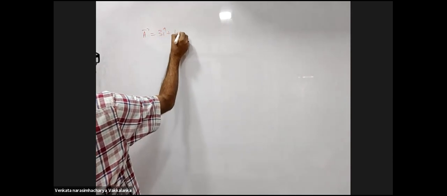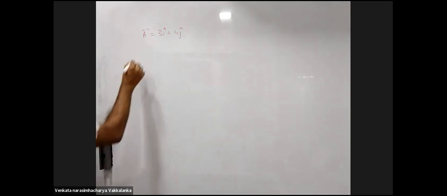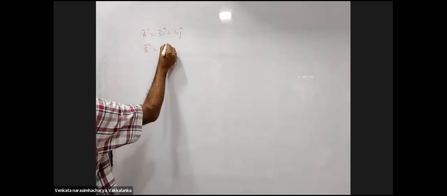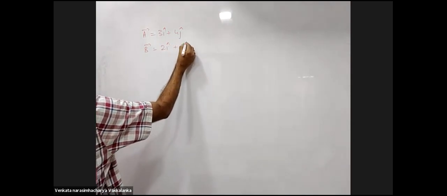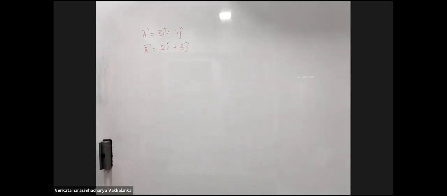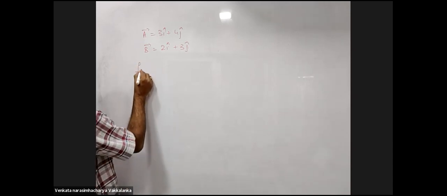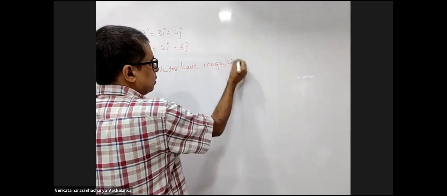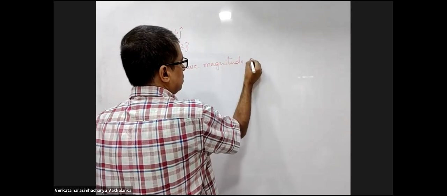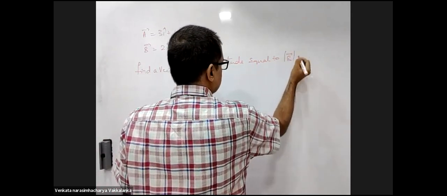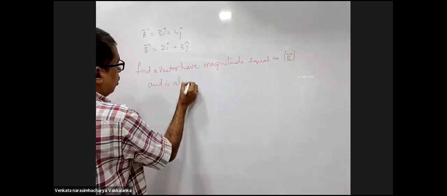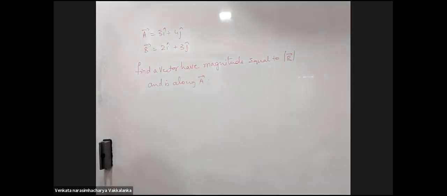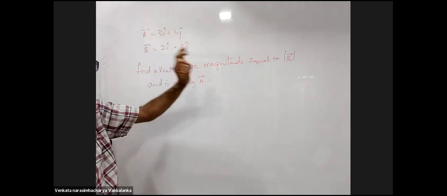Take an arbitrary vector A as 3i cap plus 4j cap. There is a vector B as 2i cap plus 3j cap. Find a vector having magnitude equal to B and is along A. What did they ask you? Find a vector whose magnitude is equal to that of B, but is along the direction of vector A.